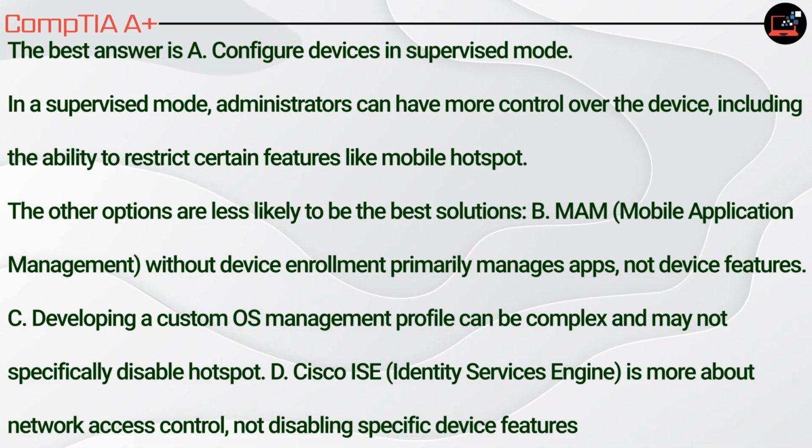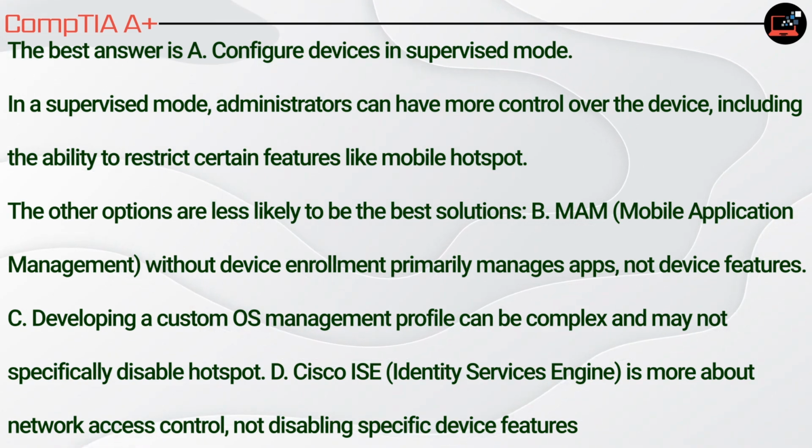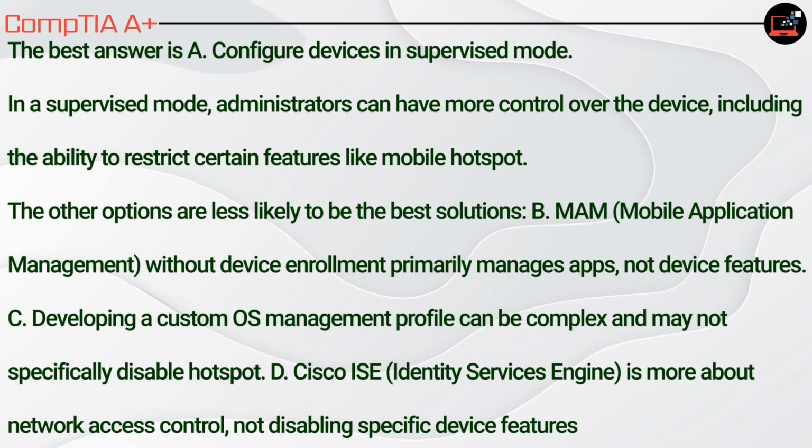B. MAM, Mobile Application Management, without device enrollment primarily manages apps, not device features. C. Developing a custom OS management profile can be complex and may not specifically disable hotspot. D. Cisco ISE, Identity Services Engine, is more about network access control, not disabling specific device features.